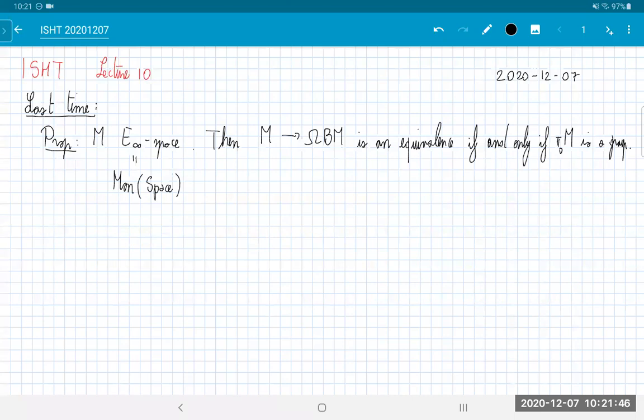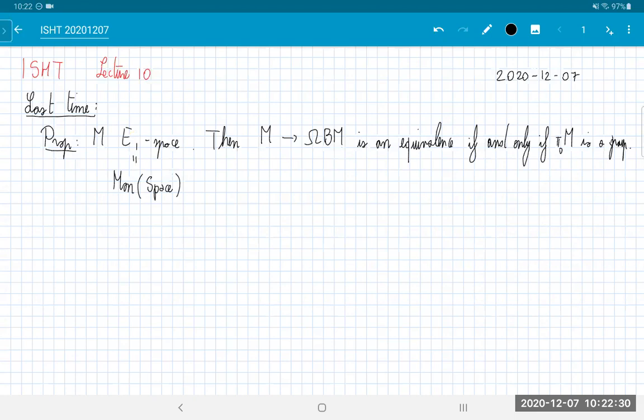So last time we proved this fact that you can loop and take B. Okay, last time we proved this fact that M goes to omega BM is an equivalence if and only if pi zero of M is a group. Did we prove it for E infinity or for E1? For E1. Thank you very much. I'm thinking already of E infinity today, since it's what we're going to talk about most of the time today. So I made that typo for E1 space.